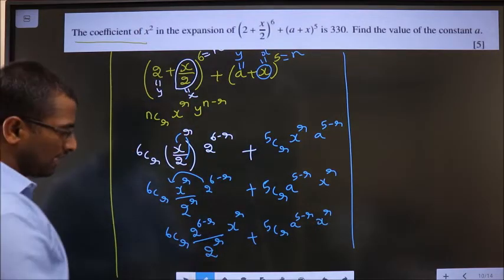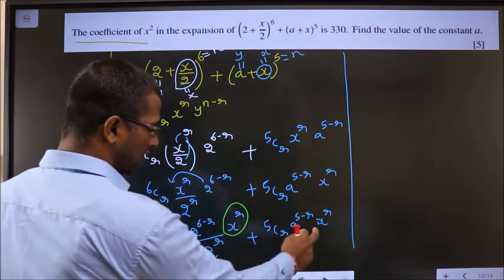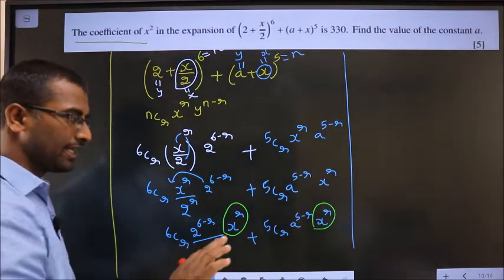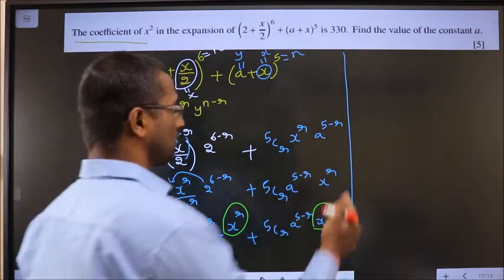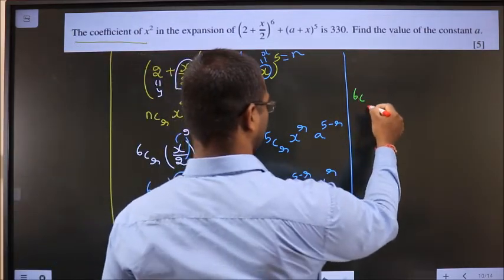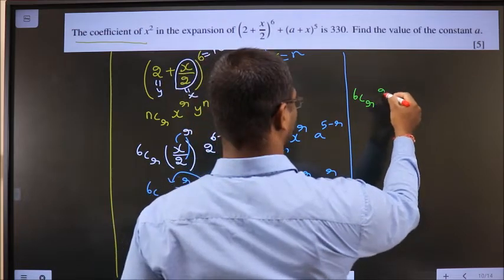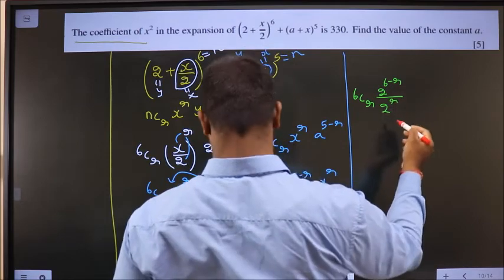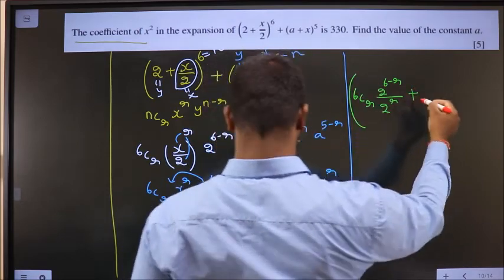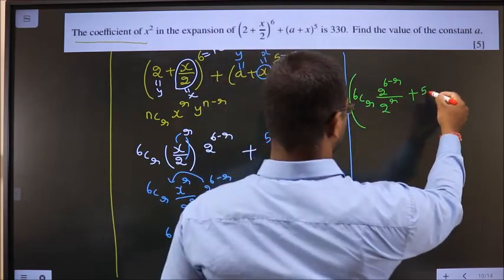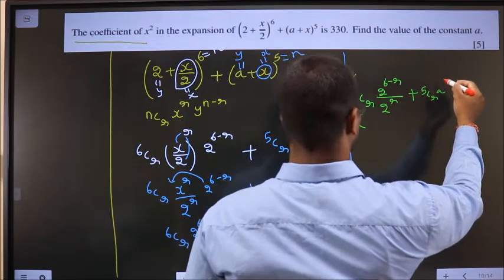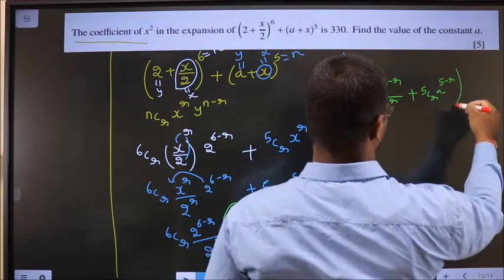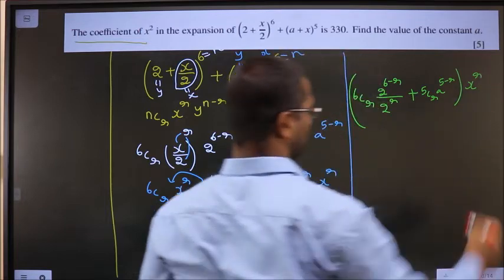From this, x^r is present in both. So take that common. So that will lead us to 6Cr 2^(6-r) by 2^r plus 5Cr a^(5-r) x^r.